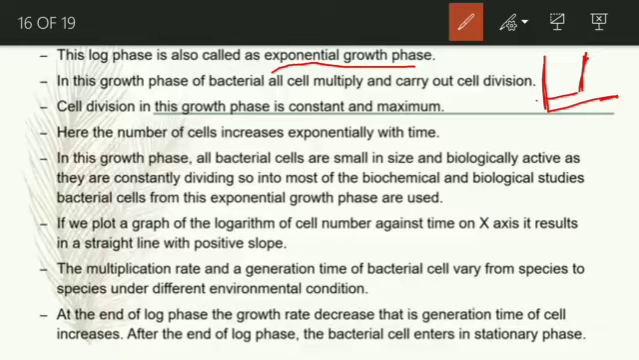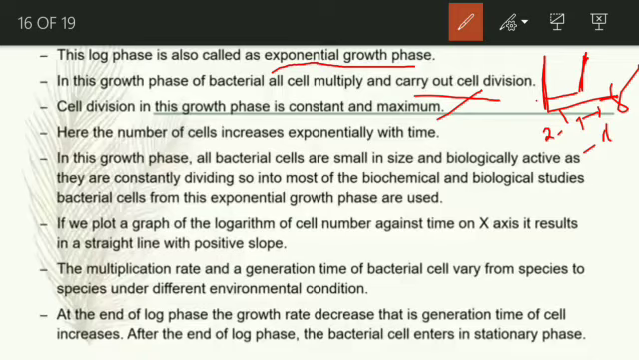For example, if initially there are 2 bacteria, after 10 minutes or so it converts into 4 bacteria. And after 20 minutes or so it converts into 8, then 16, then 32. In that way it multiplies. That is what the exponential growth phase is. In this growth phase, bacterial cells multiply and carry out cell division. The rapid cell division takes place only in log phase. The cell division in this growth phase is constant and maximum. This is very important. The growth is maximum in this phase.